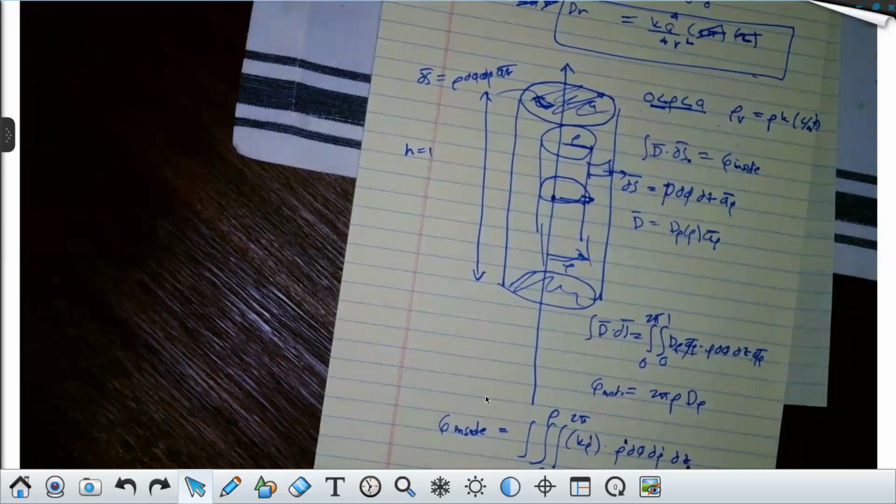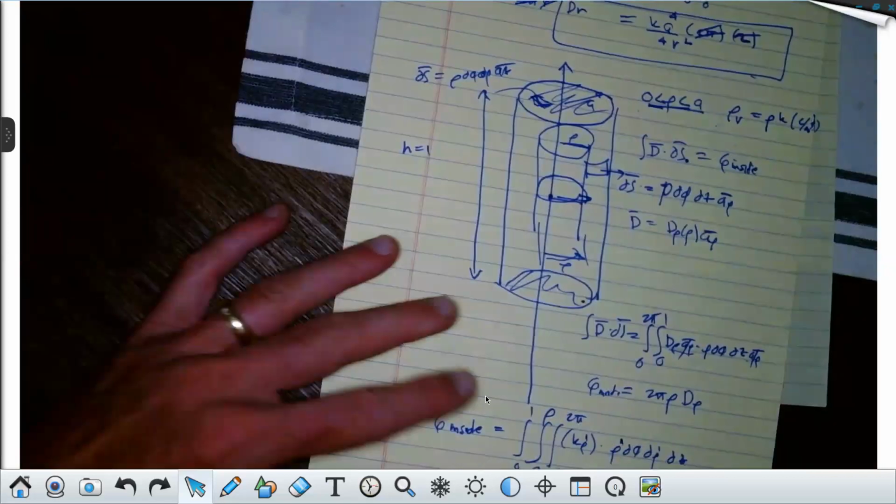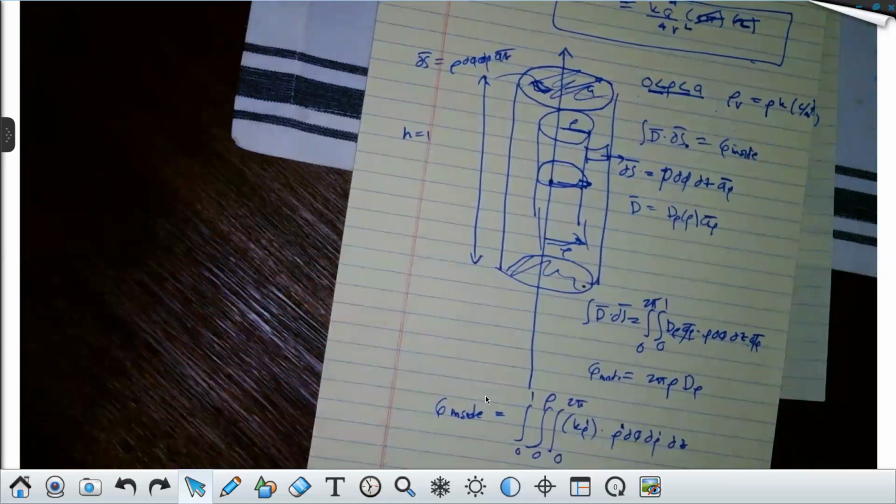For dz, dz would go from where to where? From 0 to 1. You agree with me? You'll notice we don't even need that dz integration, because when I integrate dz, I get z evaluated from 0 to 1, which is 1, isn't it? So get rid of that.